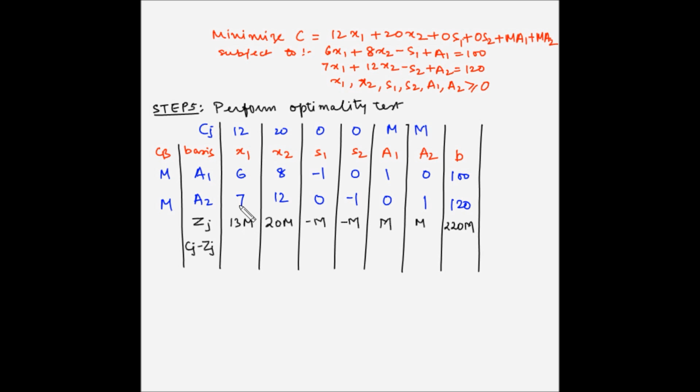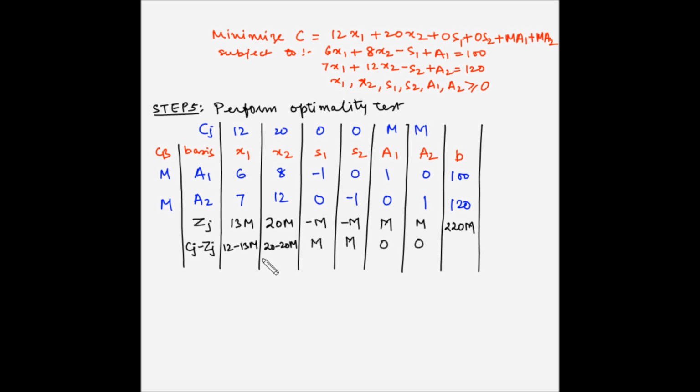solution. So 12 minus 13m, 20 minus 20m. Now 0 minus minus m becomes plus m. Again 0 minus minus m becomes plus m. M minus m is 0. M minus m is 0.